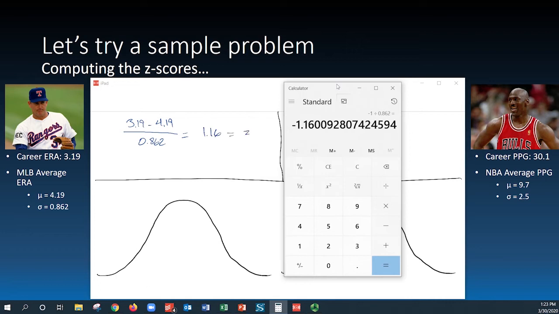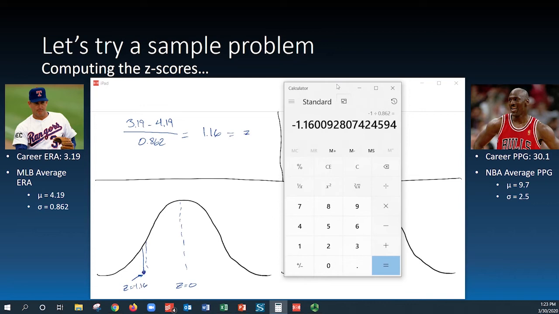So if I map that out down below, right here is where the mean would be, which is always, if I'm looking at Z-scores, Z equals 0. If I go over one standard deviation and then just a little bit more, this should be where we find Nolan Ryan's Z-score. Z equals negative 1.16 is right about there.